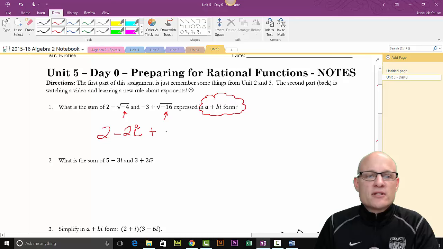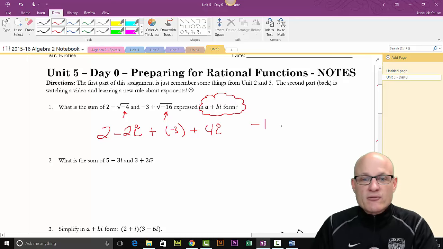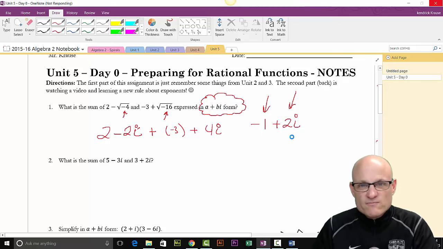Plus a negative 3, we're adding, right? Plus 4i. So now I just combine like terms. The 2 and the negative 3 make negative 1, and negative 2i and 4i make plus 2i. Notice it's in the real and the imaginary form, otherwise known as a plus bi.